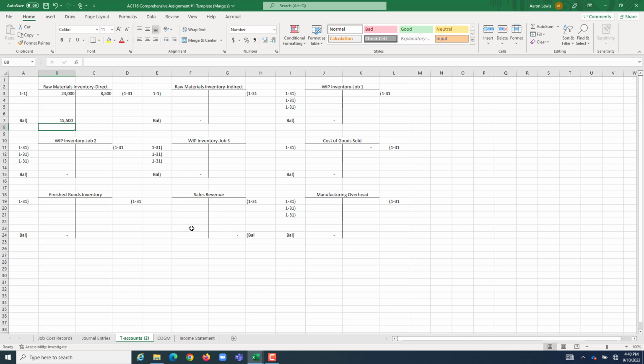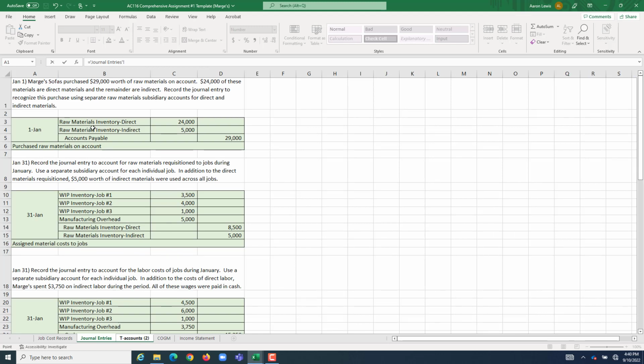Let's continue to finish those T accounts. Let's move on to our next account, which is raw materials inventory, this time indirect. So I'm going to hit equals on the debit side, because I know we have a journal entry where we purchased raw materials. It's again the very first one. We purchased $5,000 worth of raw materials on January 1st. We debited that account for $5,000 in the entry.